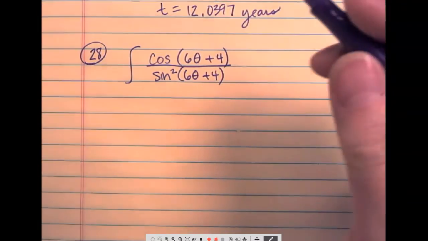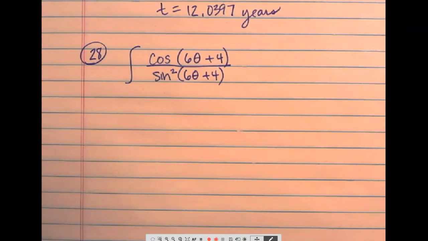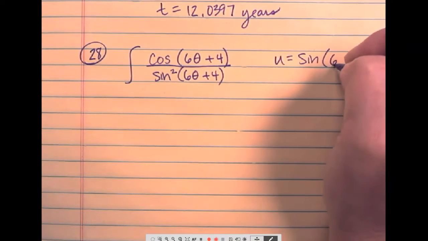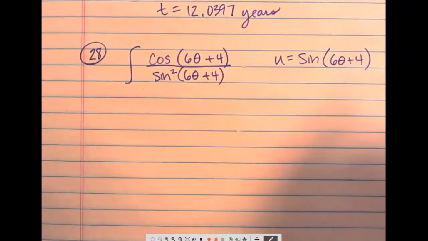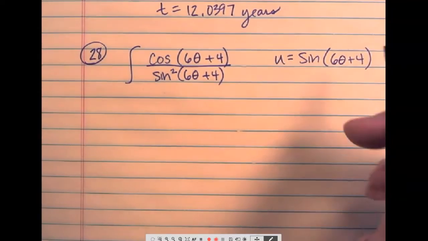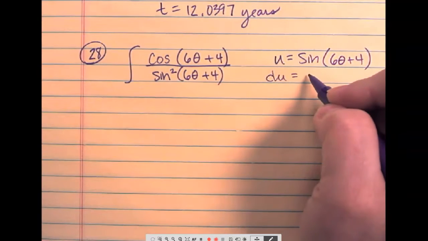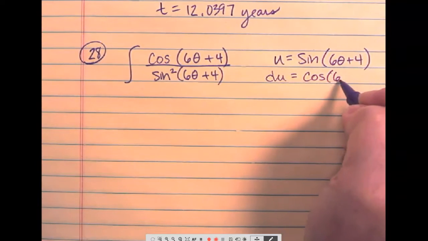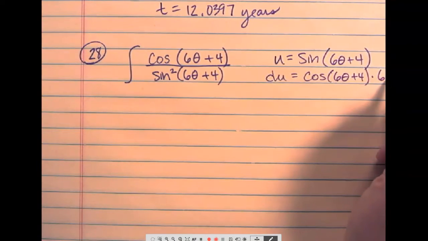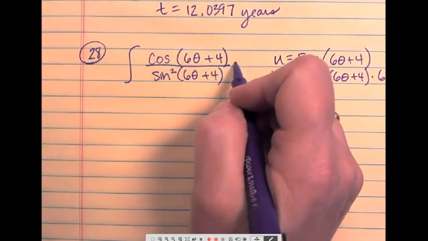Okay, so is U cosine, or is U sine, or is U 6 theta plus 4? Sine of 6 theta plus 4. And sometimes you get it wrong and you have to go back and punt and try something different. If I just use sine, what is its derivative? Cosine times 6, chain rule. Okay, and d theta, and I'll lift that off.